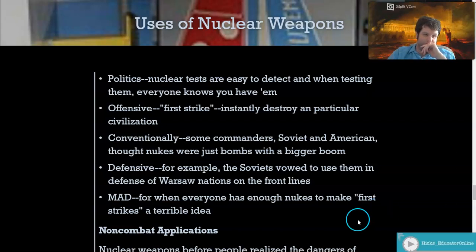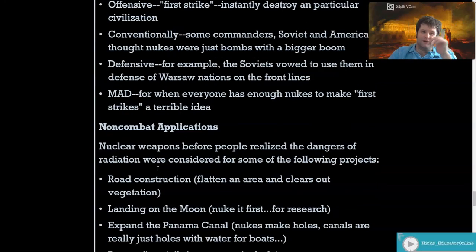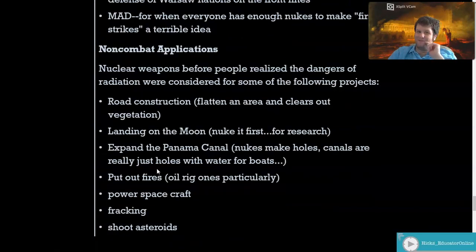But no. What you're seeing on the slide here is some different things on how nuclear weapons can be used in a combat situation or a political situation. Politics, test them, reminds people. A few of these things. Oh, I do have to mention a few non-combatant uses.